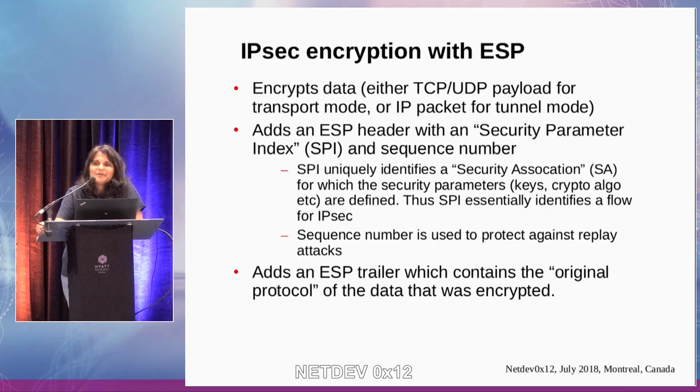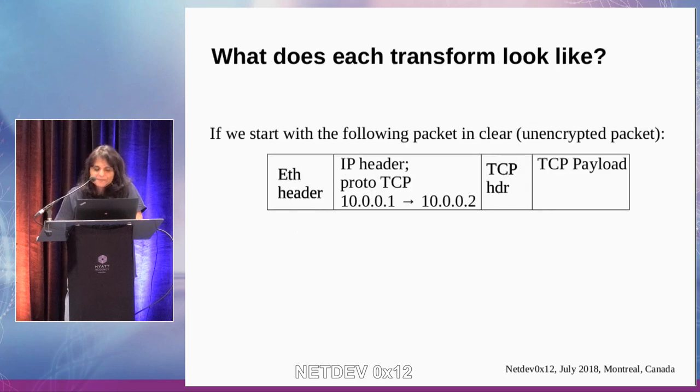Think of it as the port numbers in TCP or UDP. It identifies the flow. And on the receiver, it's used to quickly pick out the SA. The ESP header also has a sequence number. This is to protect against replay attacks, so a man in the middle cannot pick up a packet and replay it and attack the connection. The trailer has a number which contains the protocol number of the original payload before it was encrypted. And this will make more sense when you see the pictures in the next two slides.